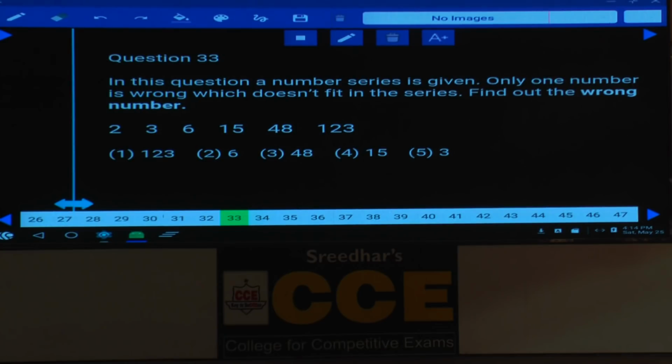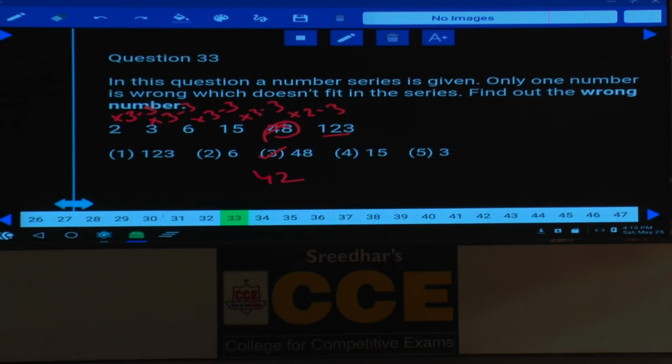Now 2 into 3, 6 minus 3 is 3, isn't it? Next one, 3 into 3, 9 minus 3 is 6, 6 into 3, 18 minus 3, 15, 15 into 3, 45 minus 3, 42, 42 into 3, 126 minus 3, 123. What is the wrong number here? 48 is the wrong number and the correct number is 42. The pattern is into 3 minus 3, into 3 minus 3, into 3 minus 3 and so on.